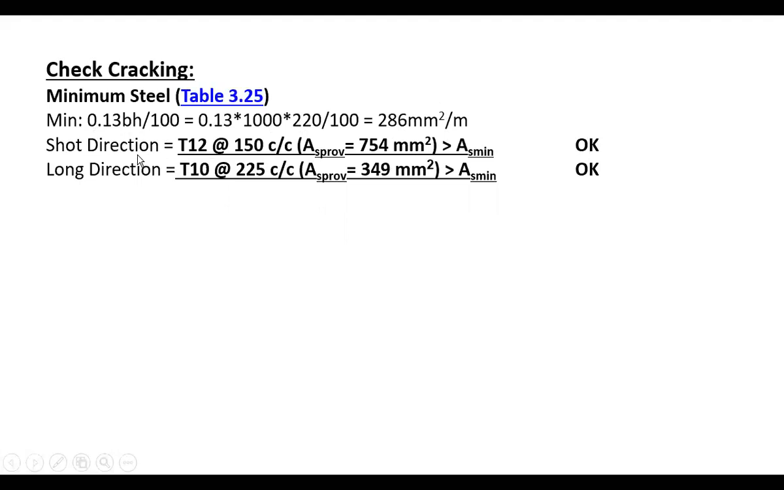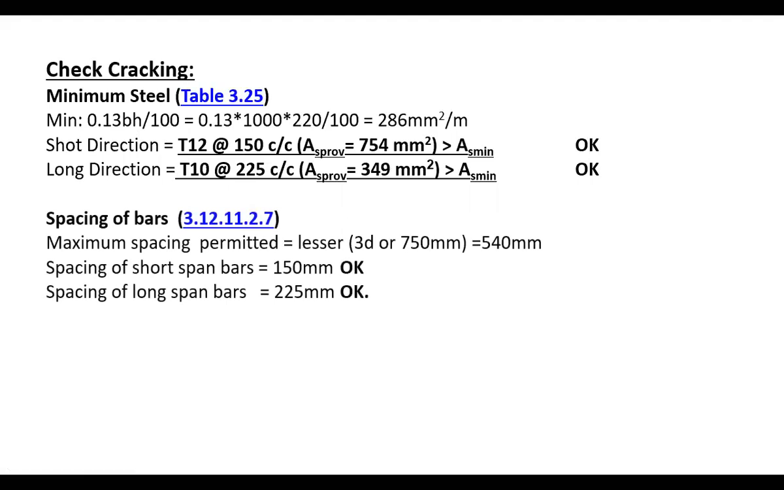And if you still remember, for the short direction and the long direction, the reinforcement was 754 and 349, which is greater than the minimum. So it means this is okay for the minimum reinforcement. Also, we have to check for the spacing. The spacing from this clause here tells us that the maximum spacing allowed by the code is the lesser of these two values, 3D or 750. The 3D will govern, it will give us a value of 540 millimeter. So our spacing, you can see for short direction, it was 150. For long direction, it's 225, both of them are less than the maximum spacing. It means the spacings are okay.